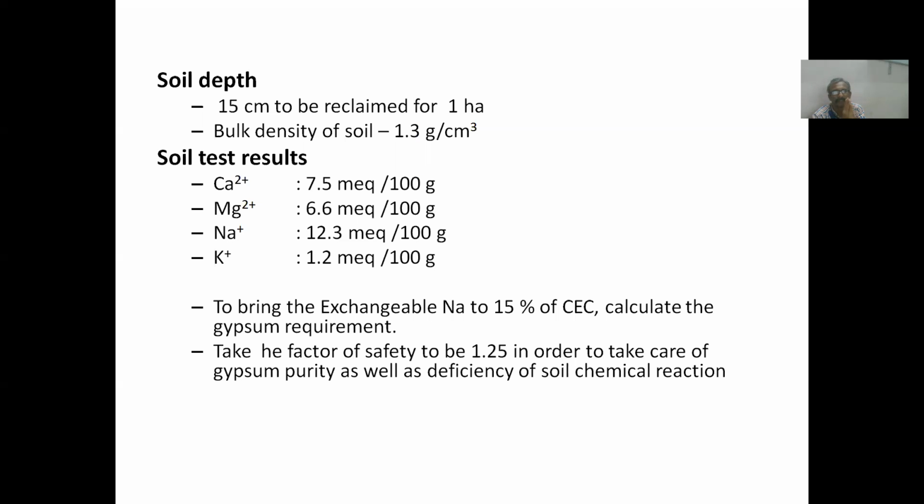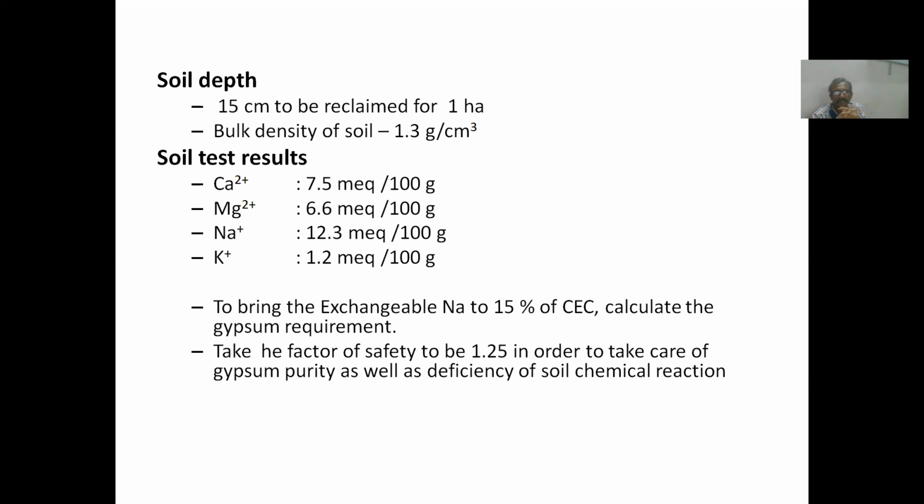hectare of land, and the bulk density of the soil is 1.3 gram per centimeter cube. The soil test results show calcium is 7.5 milliequivalent per 100 gram, magnesium is 6.6, sodium is 12.3, and potassium is 1.2 milliequivalent per 100 gram. These are all the major cations, and all other cations are negligible. We plan to bring the exchangeable sodium to 15% of cation exchange capacity.